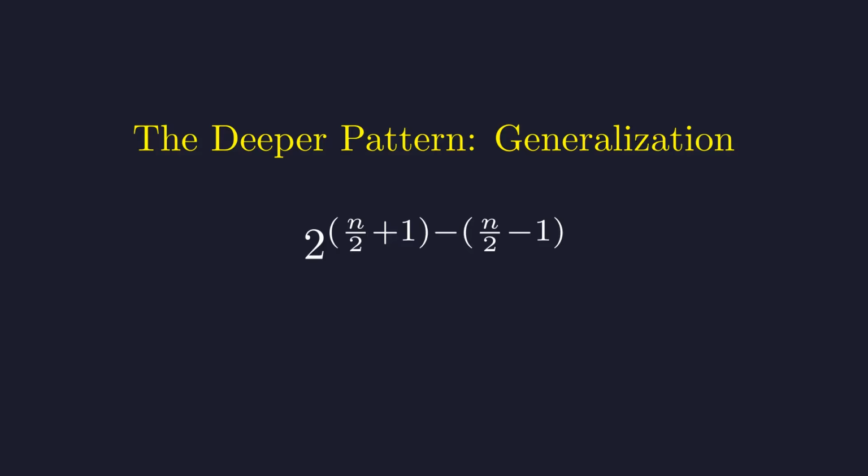Now watch what happens to our variable n. This is the beautiful part. Look at that! The n over 2 terms cancel each other out completely. They just disappear. What we're left with is simply 2 squared. So the answer is always 4, no matter what number we started with. The specific values don't matter. It's the underlying structure that determines the outcome. This is one of those beautiful moments in mathematics where seemingly complex problems reveal their elegant simplicity once you know how to look at them.